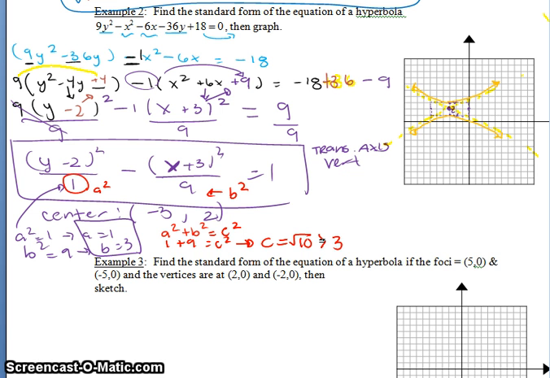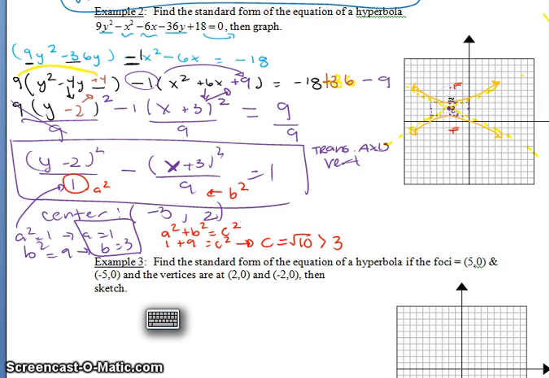Which tells me my c. To get to my foci, I start at the center and I go up square root 10, which is about 3.1, 2, 3, and then a little bit more. You go down from the center, 1, 2, 3, and a little bit more to get to your foci. So I have my foci marked, my center marked, and then my vertices marked.